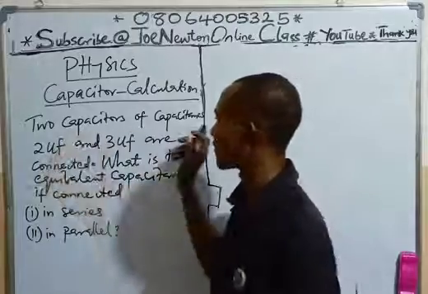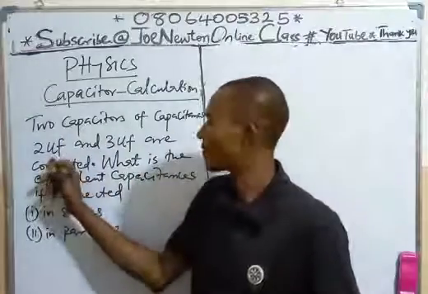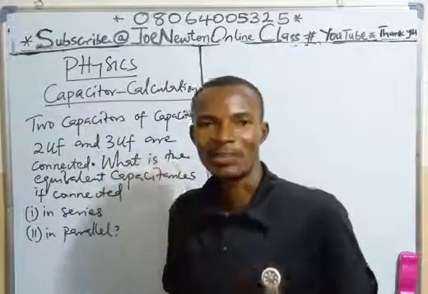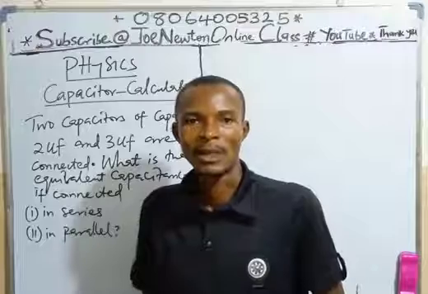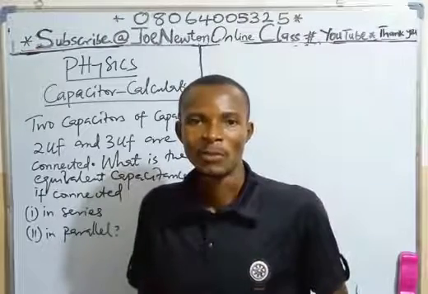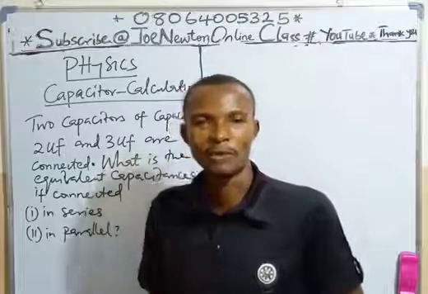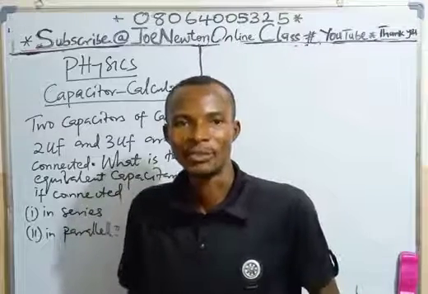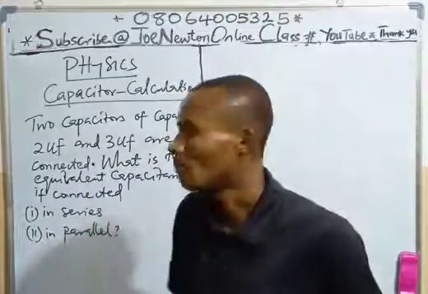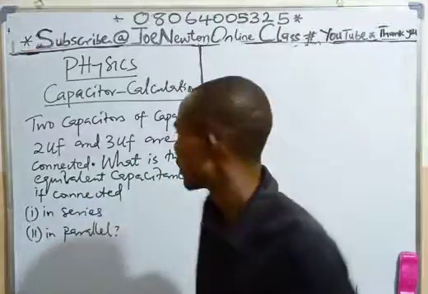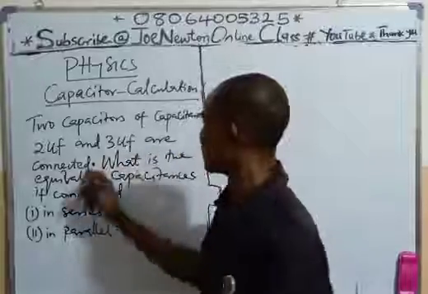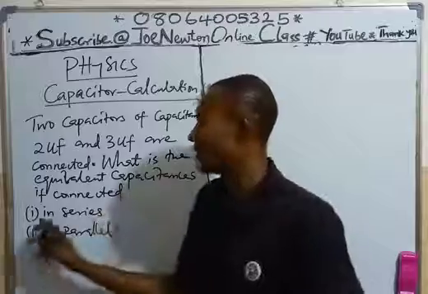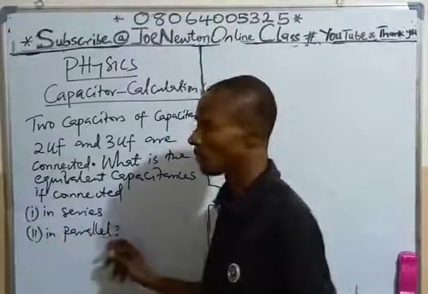Two capacitors or capacitances, 2 microfarad and 3 microfarad, because the unit of the capacitance of a capacitor is what? Farad. And recall that capacitance of a capacitor is the quantity of charge per unit volts applied across the capacitor. That is the ability of that capacitor to store electricity. That is the capacitance of a capacitor, and it is measured in farad. Okay. Now, they are connected. Then what is the equivalent capacitance if connected (i) in series, (ii) in parallel?